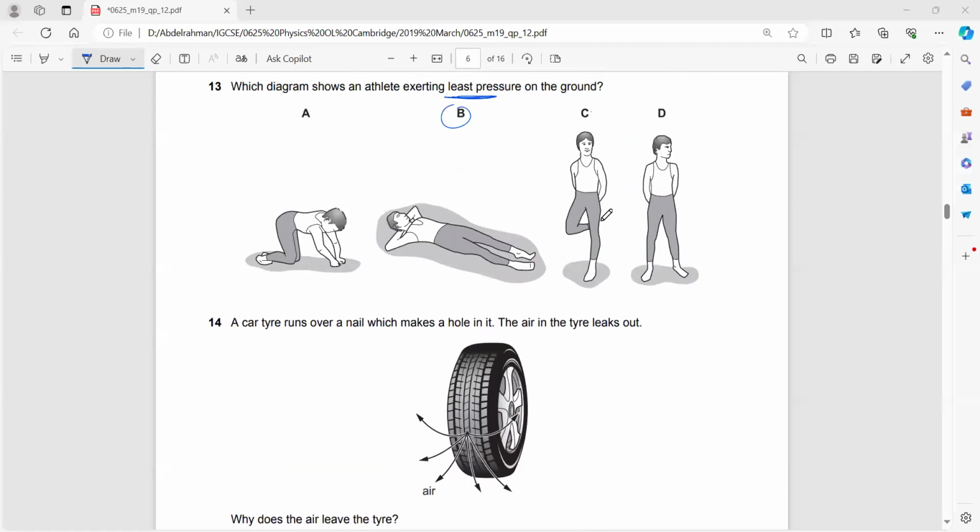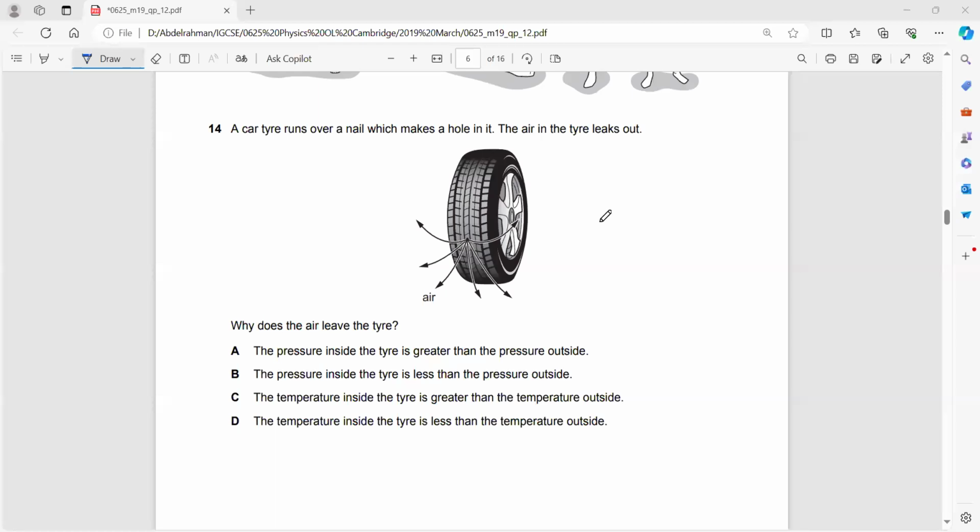You have a tire, and now you have a small hole in this tire. Why does the air leave the tire? It has to do with the pressure, definitely. It does not have to do with the temperature at all. C and D are cancelled. The pressure, is it greater or is it less?